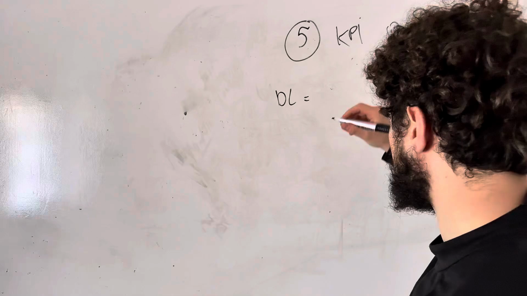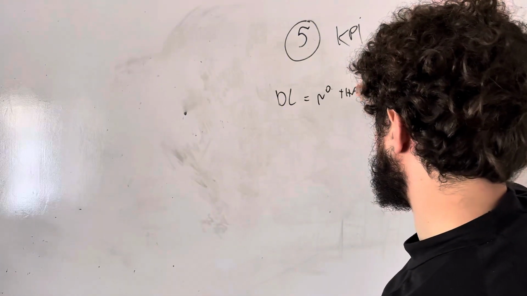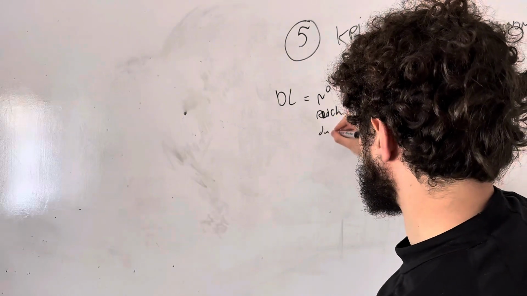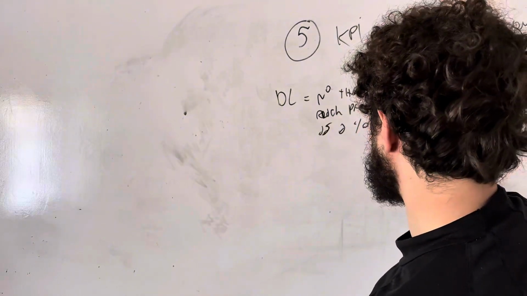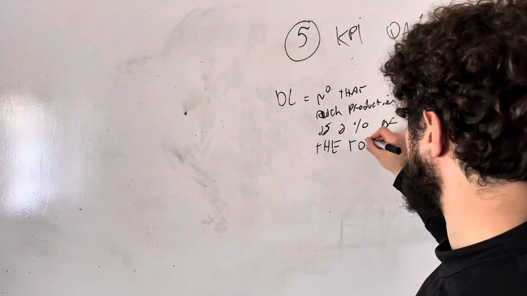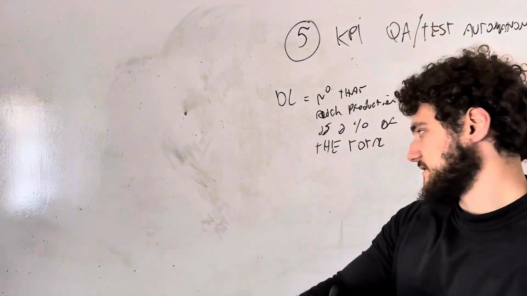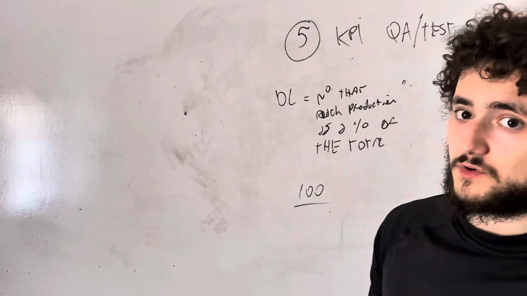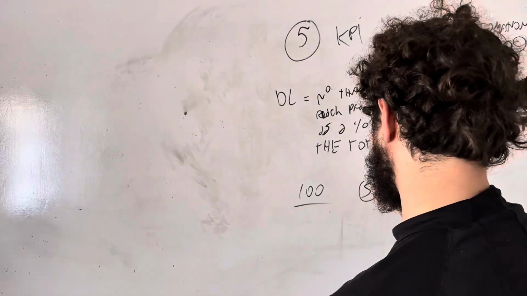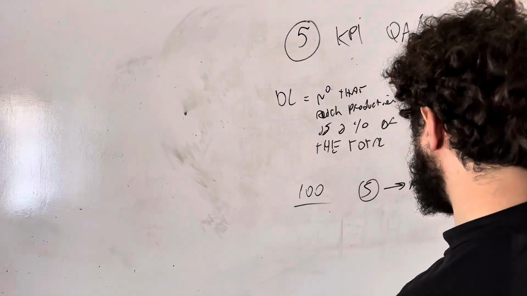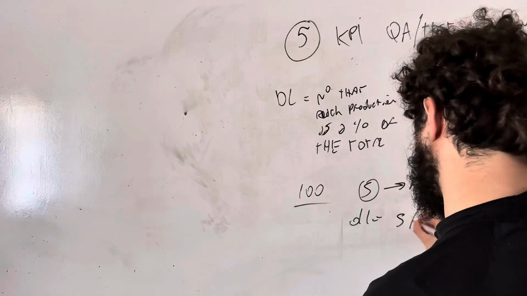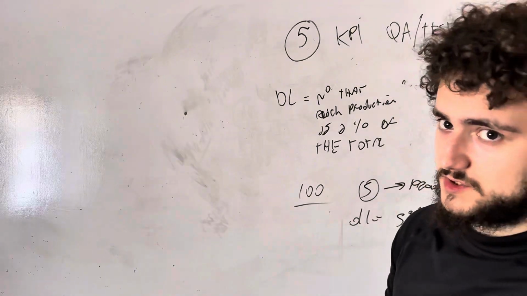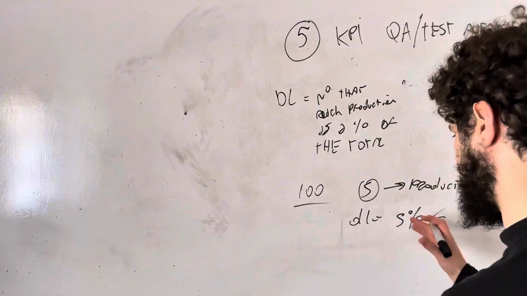So defect leakage is basically the number of bugs that reach production as a percentage of the total. So again, let's say that you have 100 bugs total. Let's say that 5 of those get into production. So 5 bugs reach production. You have a defect leakage close to 5%. And generally we should strive to get the number as low as possible and close this gap as much as we can.